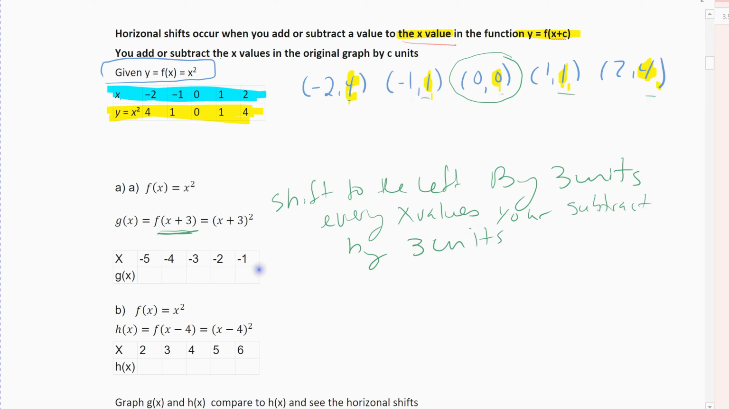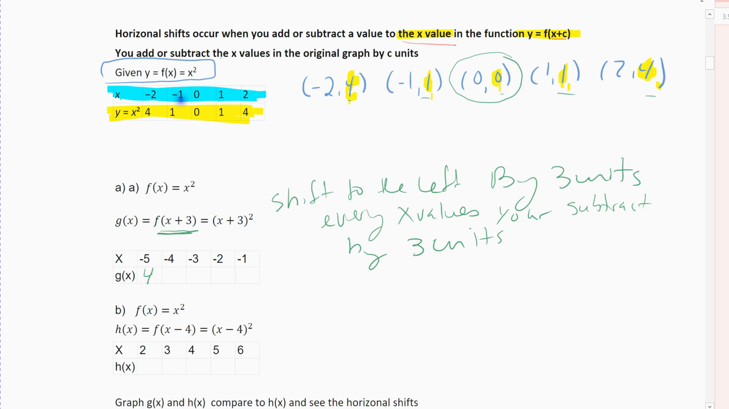And so that's what I've done here when I set up my table. My original x value is negative 2. Well, I'm going to subtract 3 from it to get negative 5, which means when I put that negative 5, I should get a 4 out. And it does. If I put negative 5 in here, I get negative 5 plus 3, which is going to give me negative 2. Negative 2 squared gets me 4. And I got the 4.